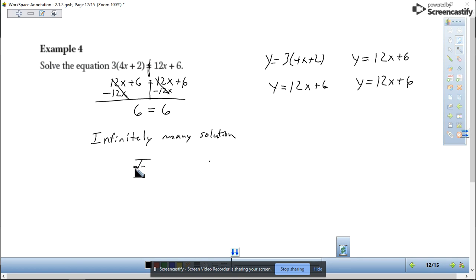Infinitely many solutions, IMS. Any real number that you could plug in for x on both sides is going to work, right? It's going to give you the same thing because they are literally identical to each other. All right? So that's what we're going to focus on here, and that's what happens when this situation occurs. When you get a true statement at the end, but all the variables still went away. Okay? All right, one last one.